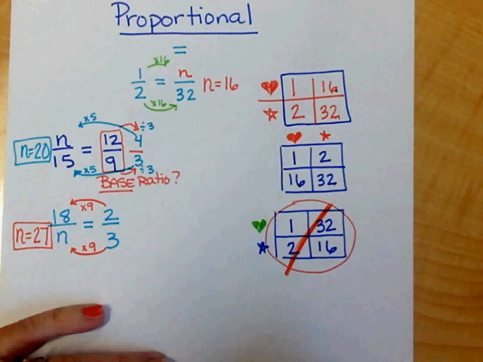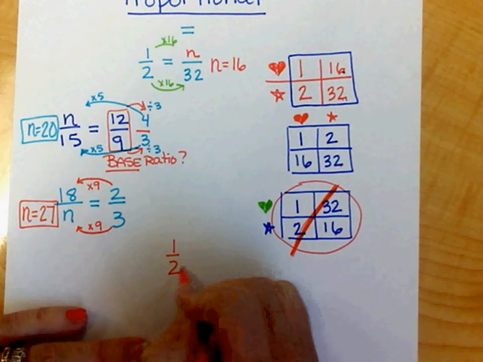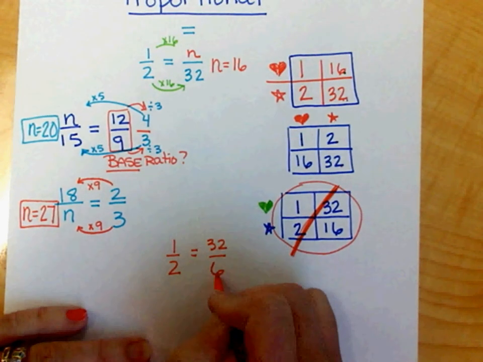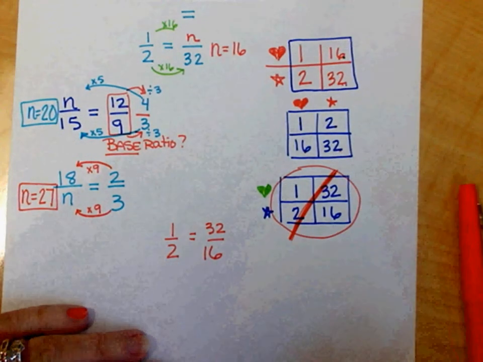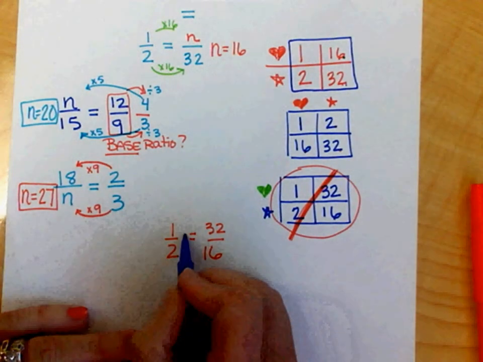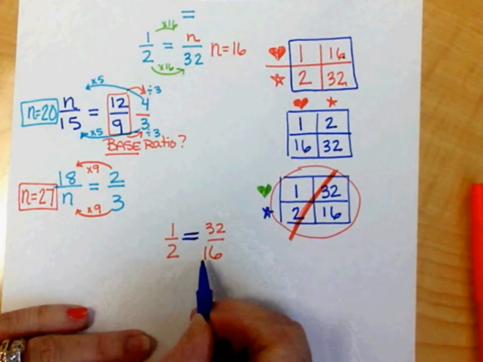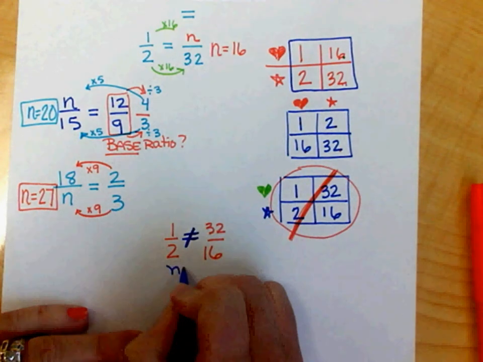Sometimes if we just write it as 1 to 2 is equal to 32 over 16, I would take my equal sign right here, and to show that this does not work, just put a line through my equal sign. This meaning not proportional.